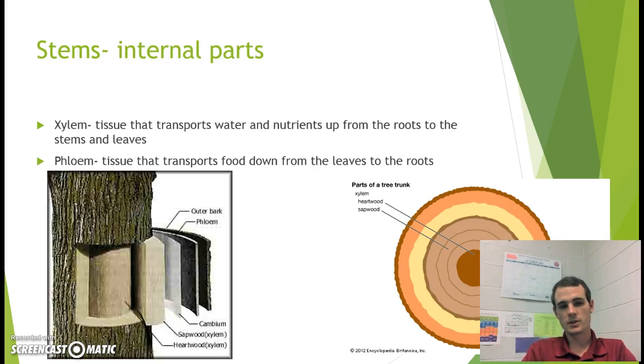Xylem and phloem. So when we talk about internal parts, two of the biggest terms you need to know are xylem and phloem. Xylem is the tissue that transports water and nutrients up from the roots to the stems and leaves. Phloem, you think phloem down. Phloem is the tissue that transports food down from the leaves to the roots. So as you notice in this image on the right side, you can see that's a cross section of a trunk, and that xylem is that middle area. It's made up of the heartwood and sapwood in the very middle of that stem. And then if you notice on the left image, you can see where the outer bark is. The phloem is right underneath that outer bark.